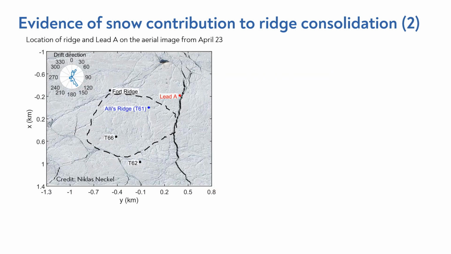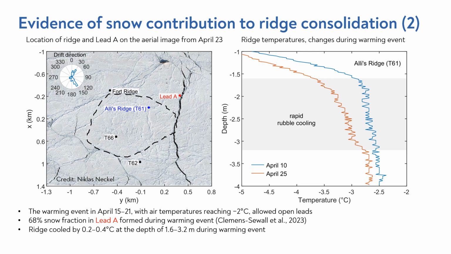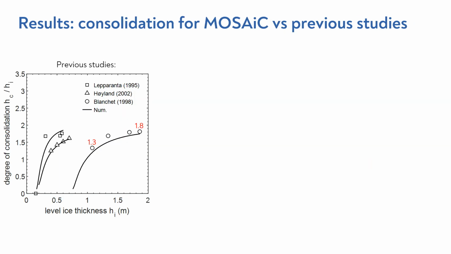This ridge rapid consolidation started right after the warming event in April. This warming allowed leads to stay open for several days. This led to a strong snow transfer into leads, with lead ice having 70% of snow mass after their refreezing. Right after the warming event, the middle part of the ridge experienced a rapid cooling. The depth of this cooling coincides with the depth of rapid consolidation and also of snow mass in ridges.